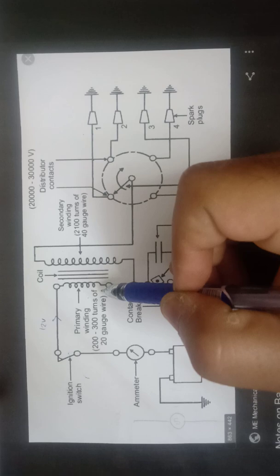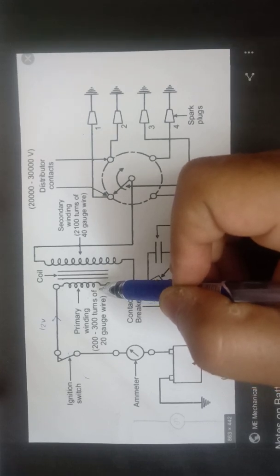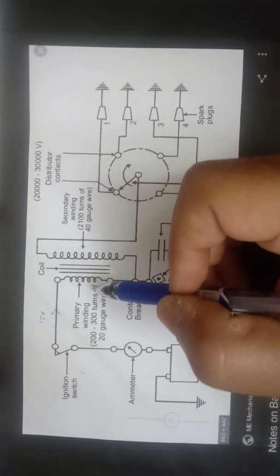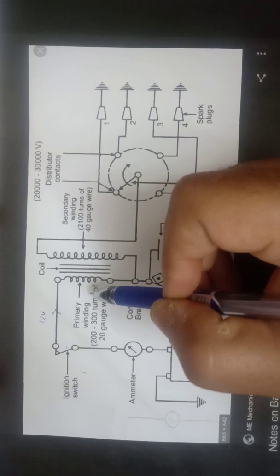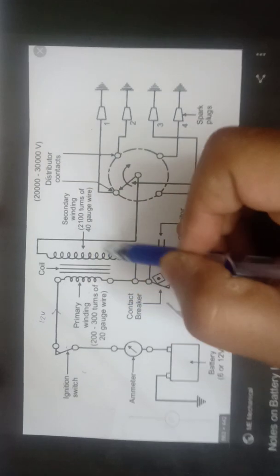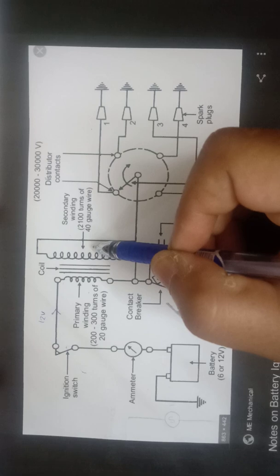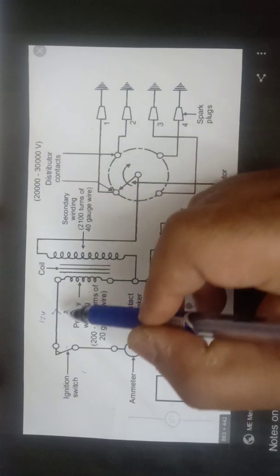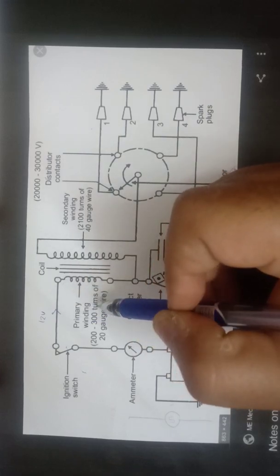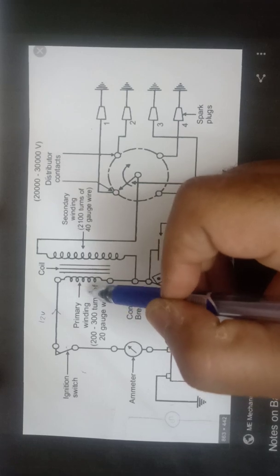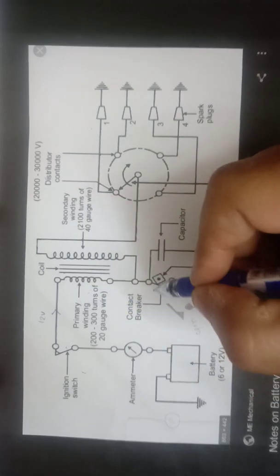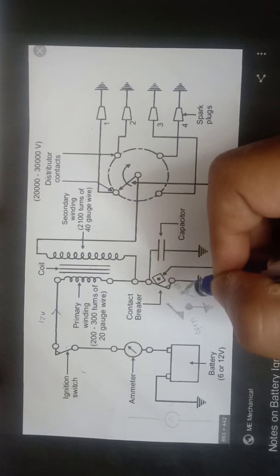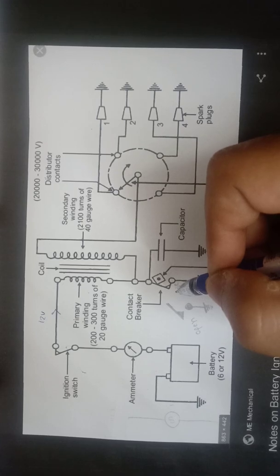Now as I explained earlier in the working of the step up transformer, whenever there is a small change in the primary current, there is a huge change in the voltage of the secondary coil. So our aim is to produce a small change in the voltage of the primary current. With the help of this contact breaker point, we are going to make a small change in the voltage of the primary coil.